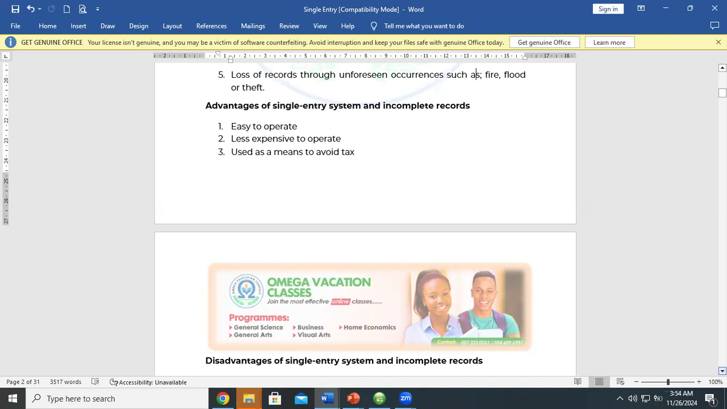And then it is used as a means to avoid tax. I think I've explained this. Some businesses deliberately don't keep proper records so that when you are assessing their profits, it's difficult for you to do that. Hence, they will pay a lesser tax. It's not always the case though. Sometimes you don't keep proper records, you might end up paying huge taxes. But for most of the times, they pay lesser.